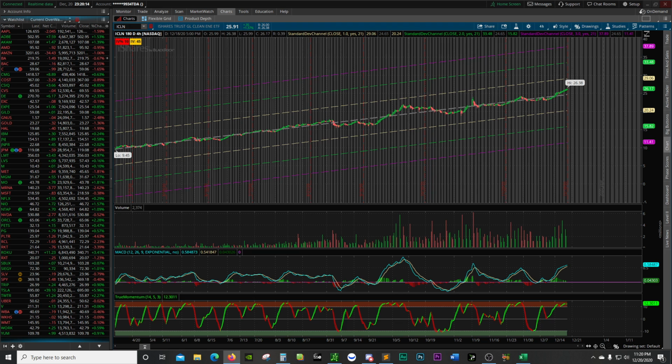So ICLN, clean energy. Let's see if I can find it. So iShares, it looks like it's a bunch of ETFs and funds. So on your free time, go to iShares.com. It should show you all of the ETFs.